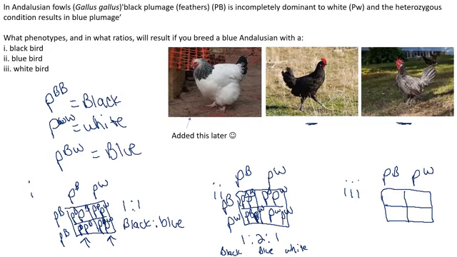And then if we just do the cross with the white, it'll be very similar to the first one. Instead, we'll have 50% white and 50% blue. So that's again a 1-to-1 ratio, and in this case it'll be blue to white. So again, 50% of the offspring are going to be white, and 50% of the offspring will be blue. We'll do another one.